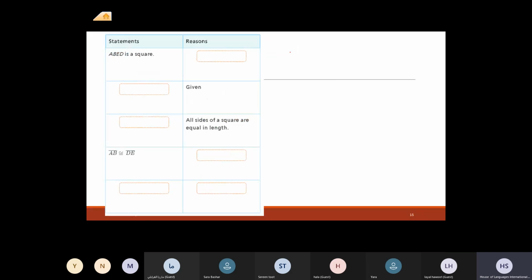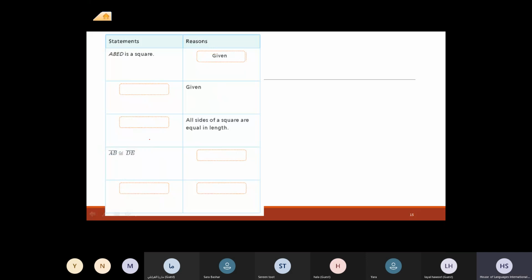Now, I will open this table. Look at your book, page 58, and tell me. ABCD is a square. Why? What's the reason? You have matching or ordering here. Can you choose one? ABCD is a square because of what? It's given.